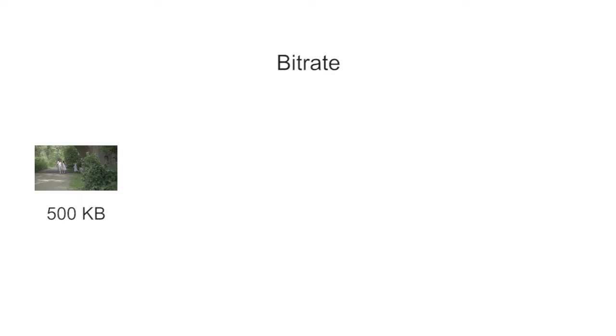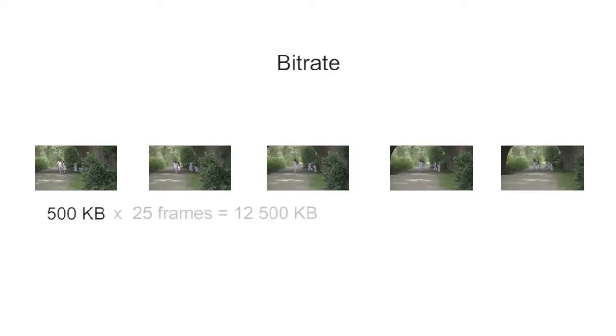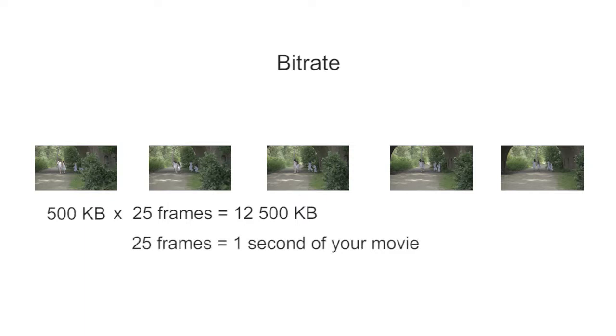The next step is the bitrate. An image has a certain size on your hard drive. Let's say 500 kilobytes. That makes 25 images, 12,500 kilobytes together. So each second of your video is 12,500 kilobytes. This is called the bitrate. The higher the bitrate gets, the bigger the file will be, but also the quality will be better.